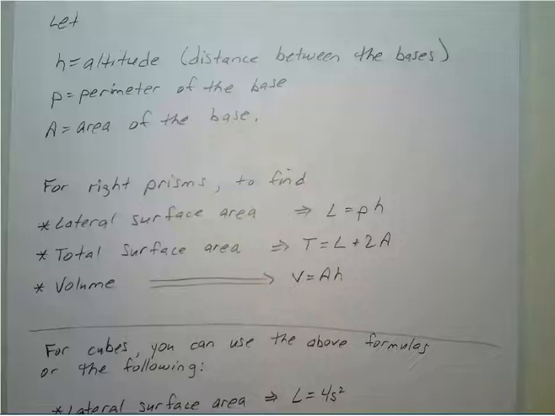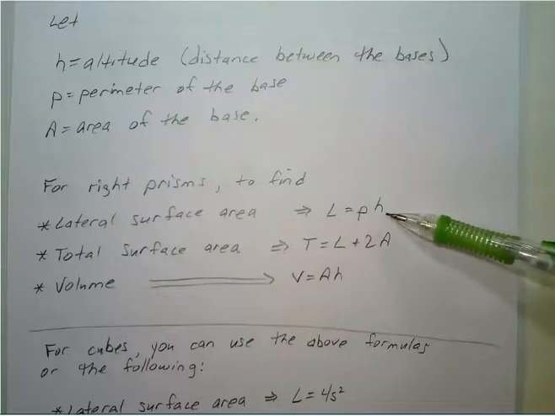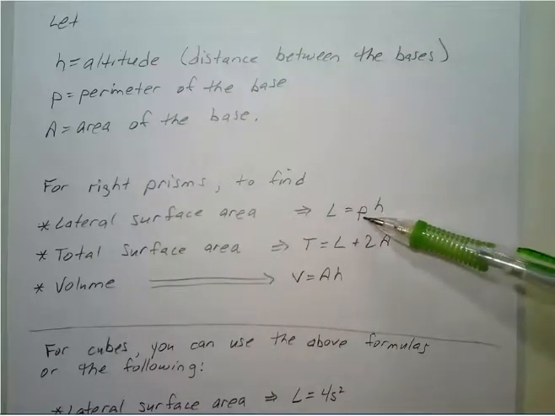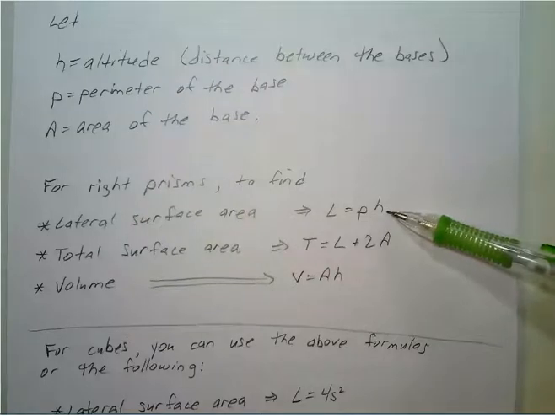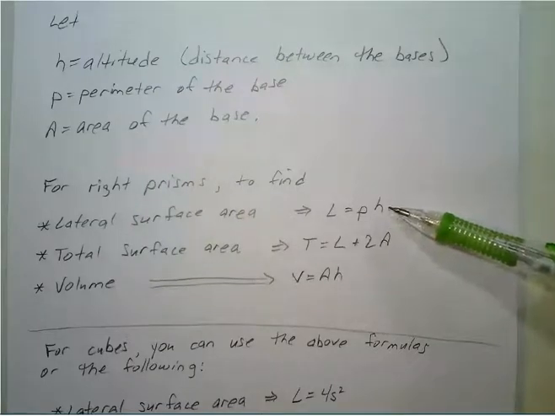Okay, so you have your right prisms. We're going to find what we call the lateral surface area, which is all of the sides. To find your lateral surface area, you're going to multiply the perimeter of the base times the altitude. Remember, the altitude is just the distance between the bases.